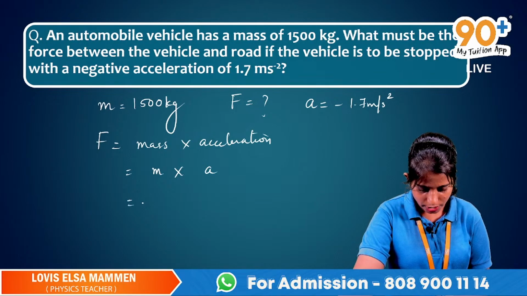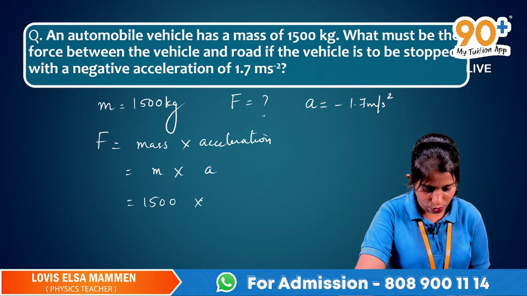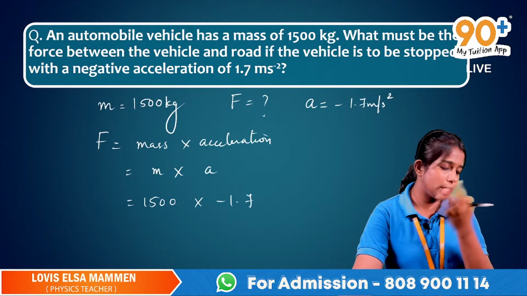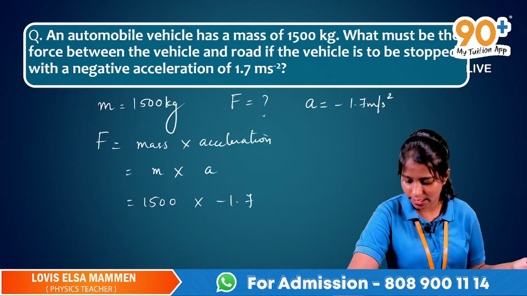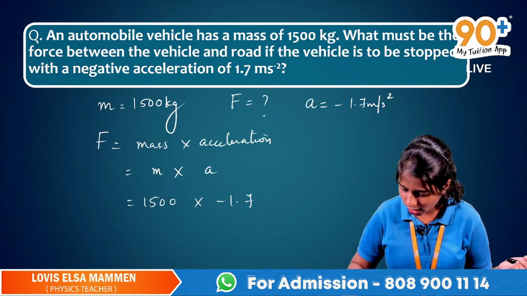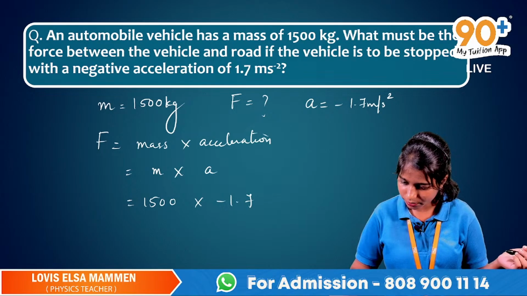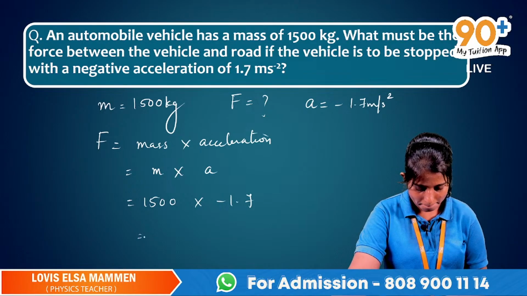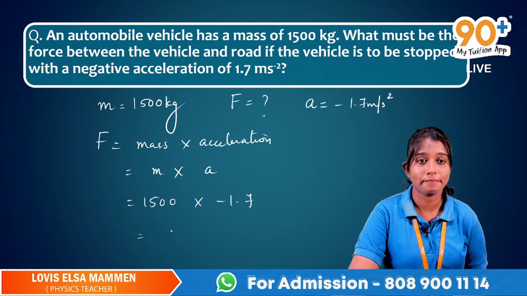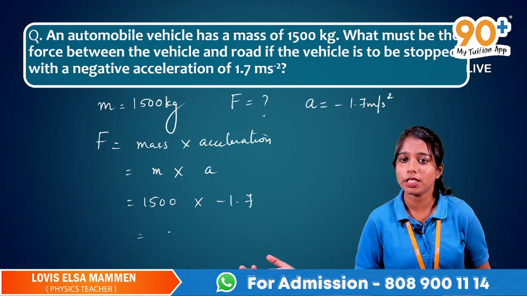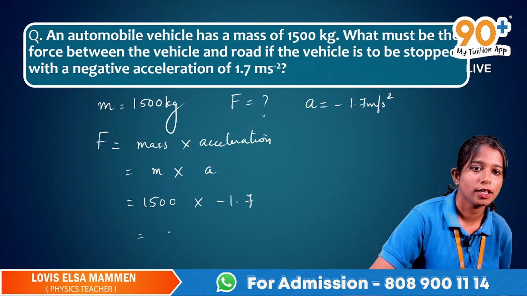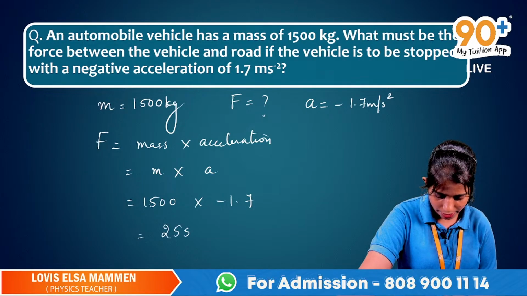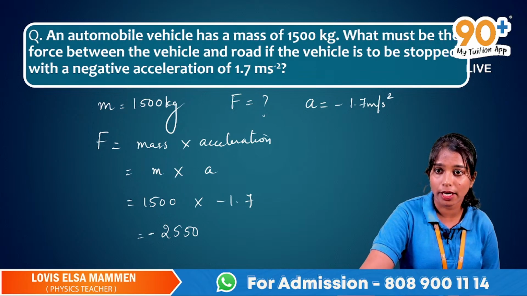Yes. So it is 1500 into minus 1.7. Multiply it. 17 into 15 cheya, എന്നിട്ട് zeros adjust ചെയ്താൽ മതി. Then put a minus sign. Yes, it is 2550. Minus ഇടാൻ മറക്കരുത്, അവിടെ ഒരു minus ഉണ്ട്.